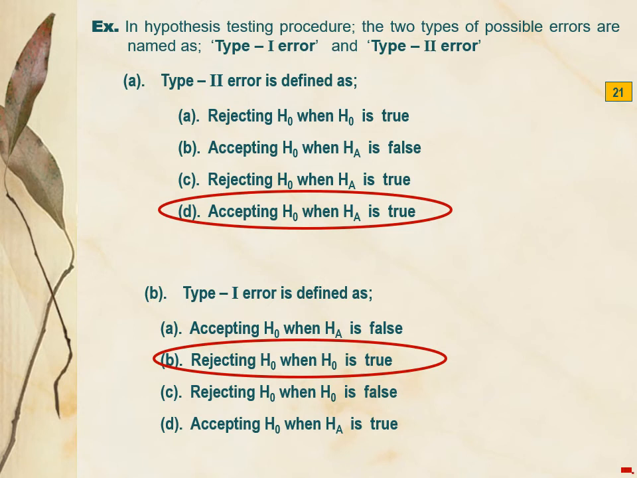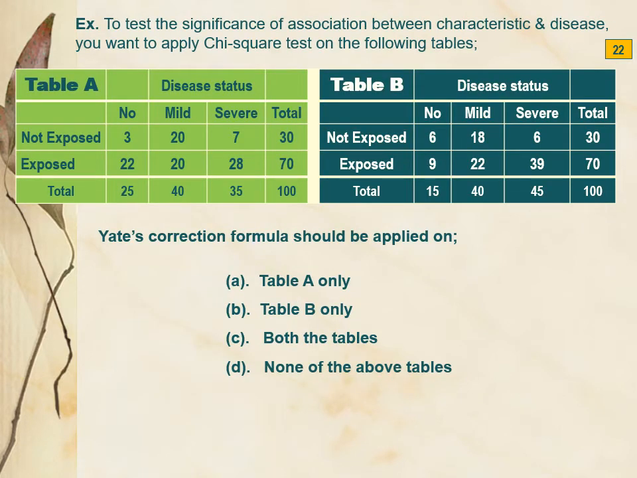Okay, some more questions. Slide number 22. It's a very good question. It was part of the examination, I think, last year or the year before. To test the significance of association between a characteristic and a disease, you want to apply the chi-square test on the following tables. You are given two tables. The column variable has 3 categories. The row variable has 2 categories. Yates corrected formula should be applied on which? You are given table A and table B.